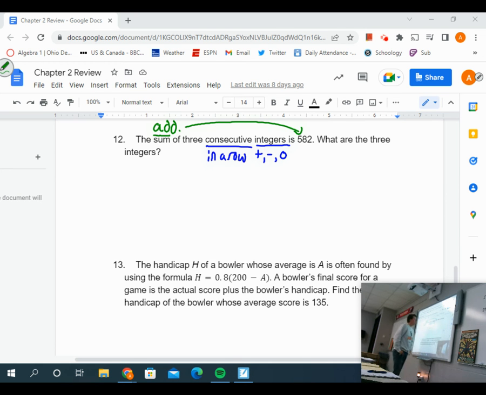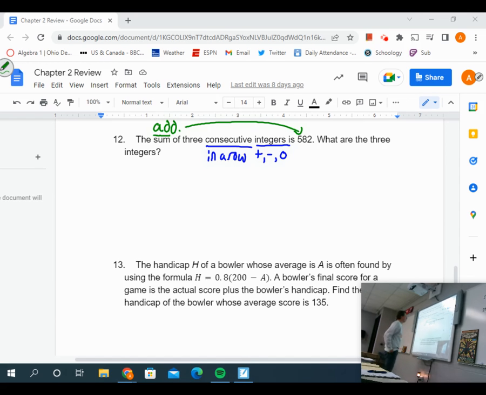Well, first things first, let's think about consecutive integers. What would be some examples? 3, 4, 5; 29, 30, 31; -1, 0, 1; -14, -13, -12. All of those are consecutive integers.